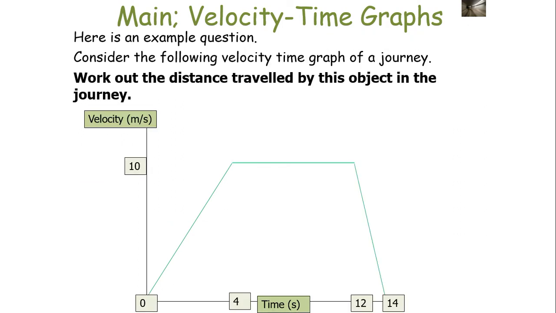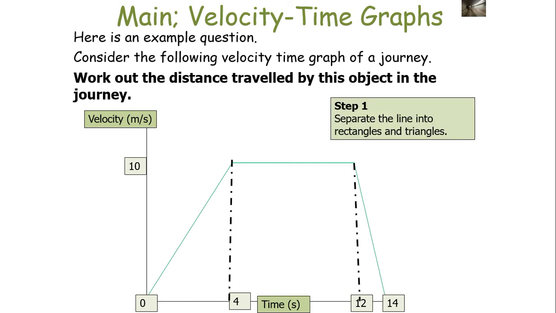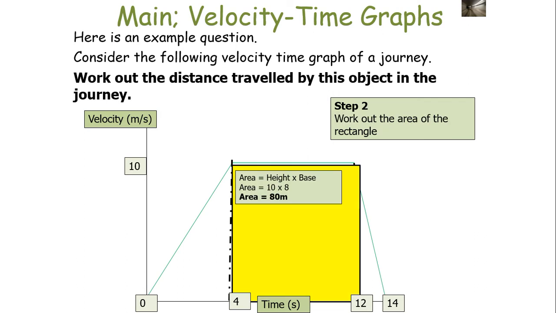So let's look at an example question. So look at the following velocity time graph of a journey of an object. Work out the distance travelled by this object in the journey. So first thing you do, split up your area under the curve into rectangles and triangles. Then work out the area of the rectangle. So it's going to be 10 times by 8, height times by base, 80 meters.